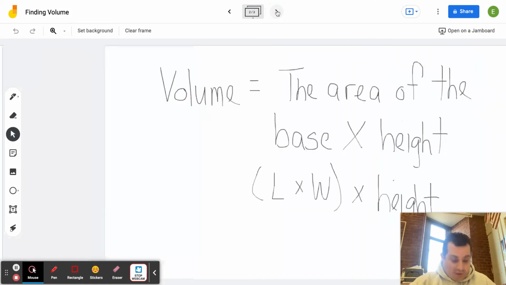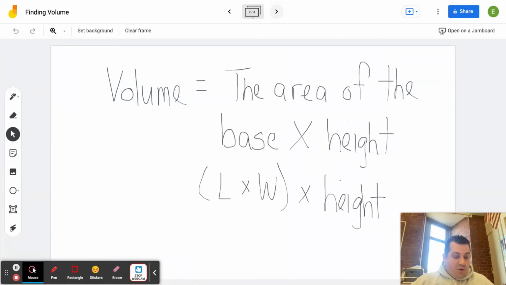Okay, so when we're talking about volume, there's a basic formula that you're going to have to remember. The volume is when we find the area of the base and multiply that by the height. I'll show you a model on the next slide, but remember, it's the area of the base times the height. And you'll see right here, to find the area of the base, you have to do length times width.